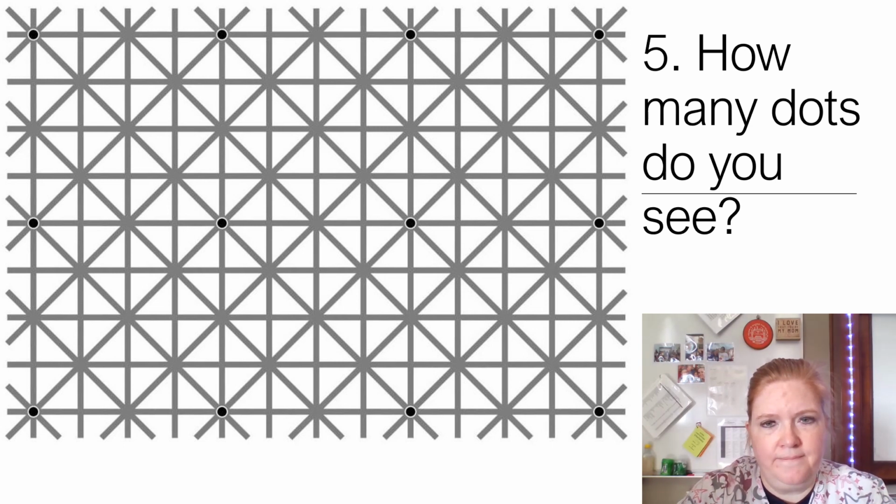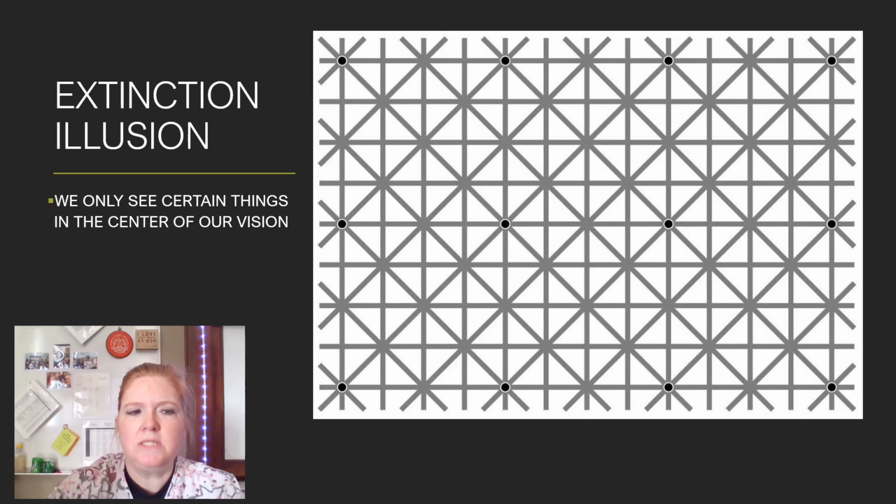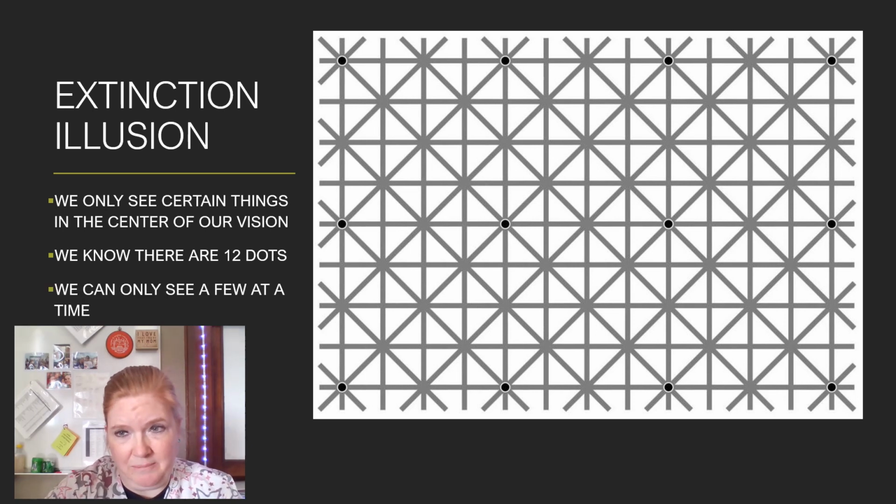Okay. All right, this is called an extinction illusion. So we only see certain things in the center of our vision. There are literally 12 dots, but we can only see a few of them at a time, okay? So we can't see all of them. So let's try another one.